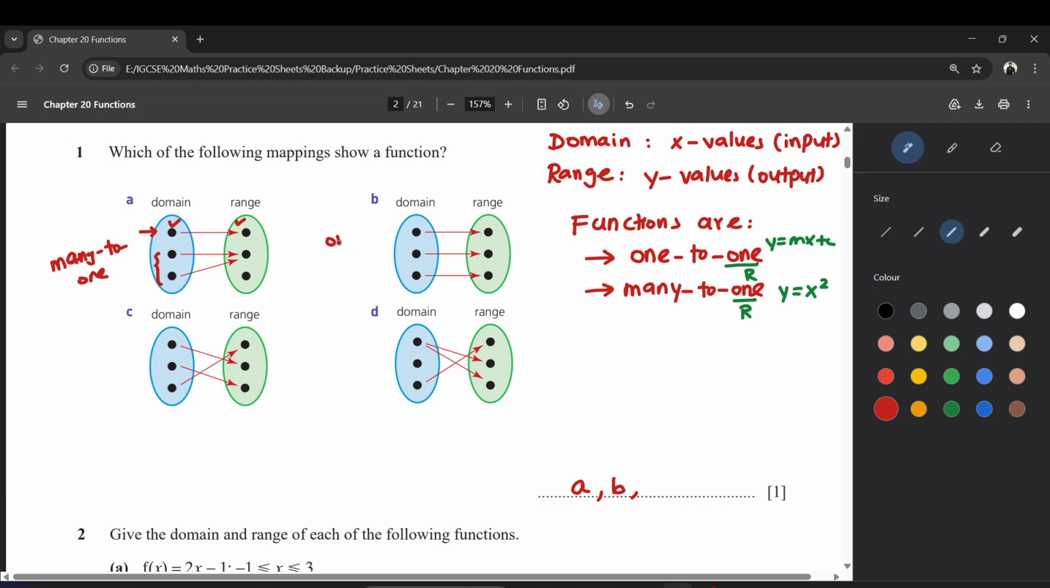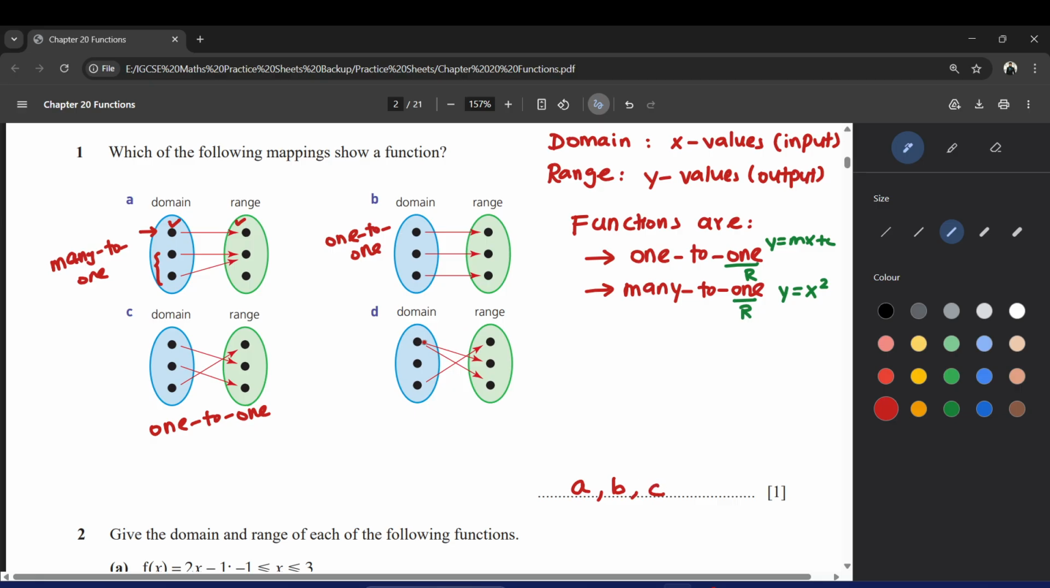This is going to be one to one. This one is also going to be one to one. All right. And this is also a function, because for each domain value you have only one range value. So C is also a function.